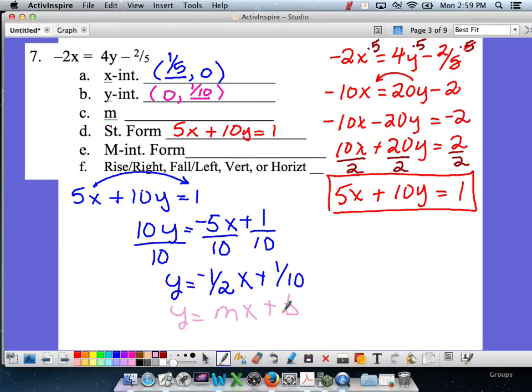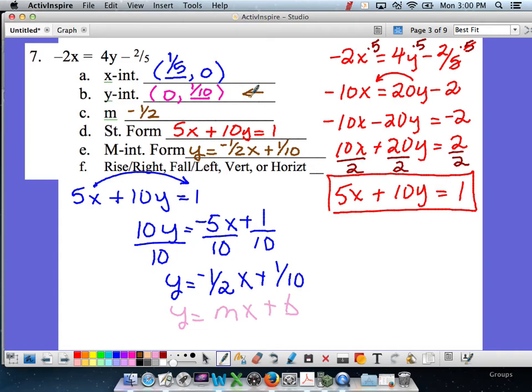Again, this is in the form of y equals mx plus b. What this does tell us is we can check things. This m right here, there's my slope. So I can come up here and say, hey, my slope is -1/2. The slope-intercept form is y equals -1/2 x plus 1/10. But now remember that that b value is your y-intercept. So you can go back through and check that you've gotten that y-intercept correct. So that's how we find the slope-intercept form, the standard form, the x and y intercepts and the slope.